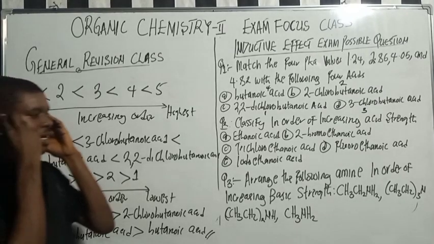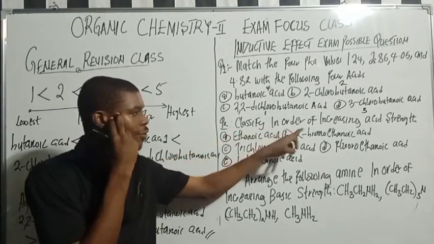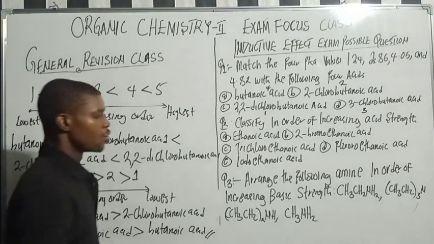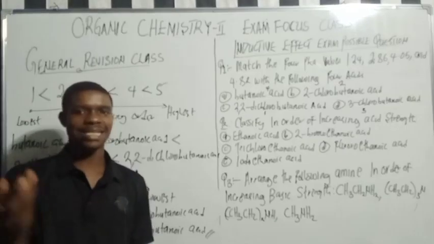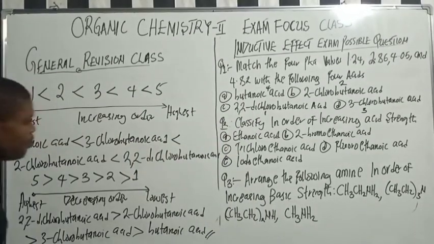So with that idea, we should be able to answer question 2. They say classify in order of increasing acid strength. You can pause the video and try this one, because these are things you may see in the exam. So pause the video and try this number 2.